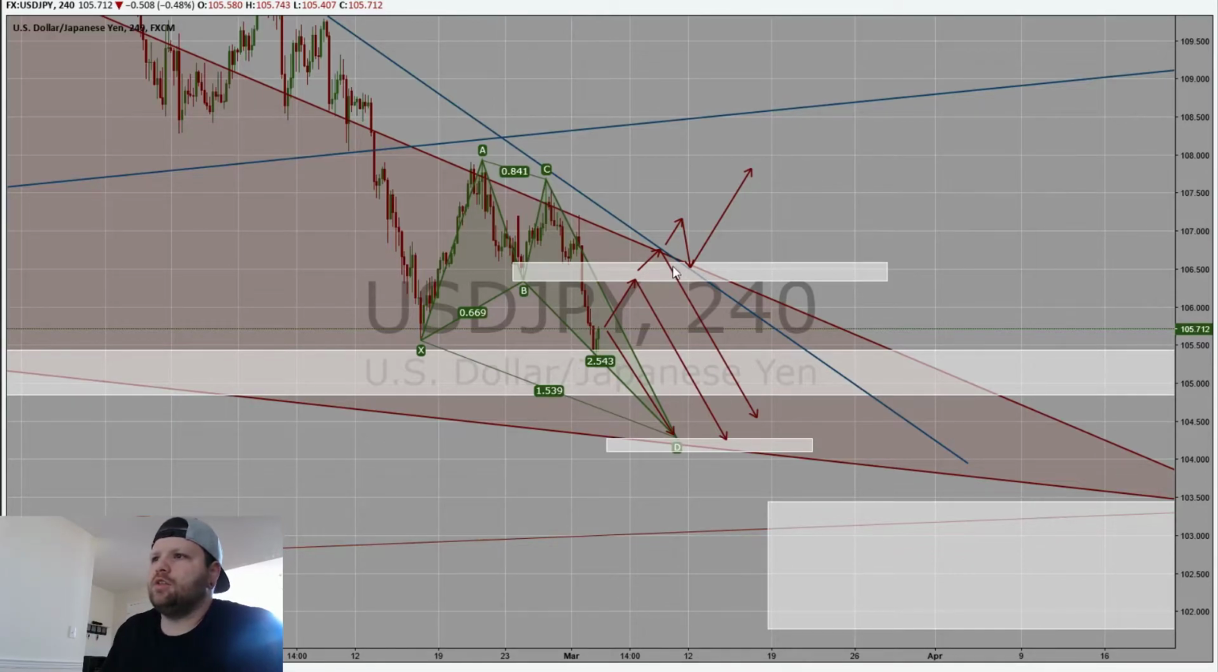I added another zone to the upside that is the B portion of this bat pattern. So just something to be aware of. We could see bullish momentum going up, retesting that previous structure, that B point of the pattern, and then continuing downward to complete that. Or we could see a retest of the trend line. There's quite a few different options.